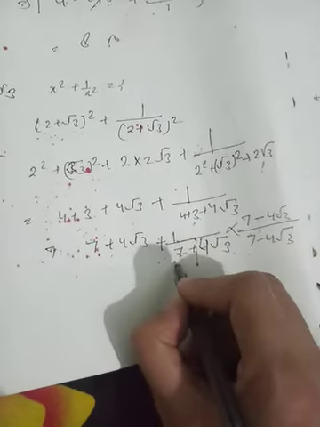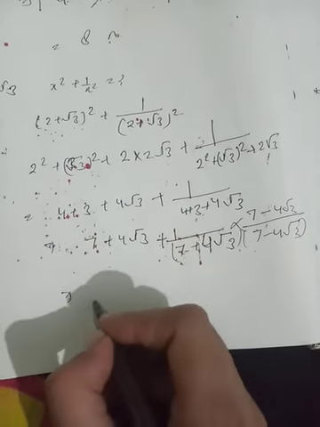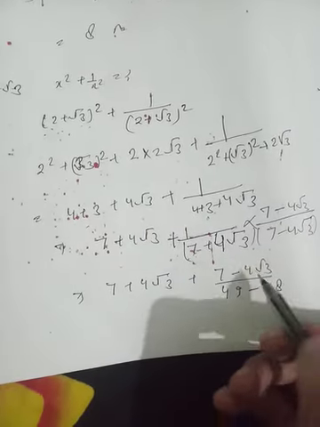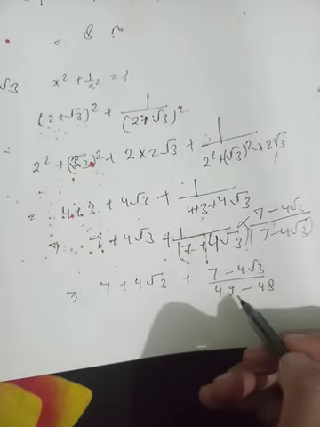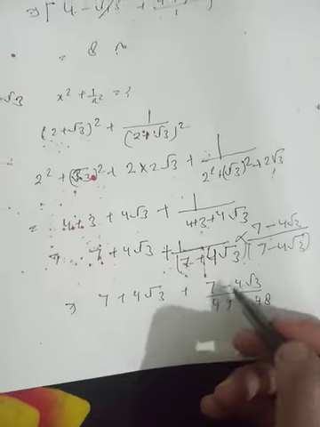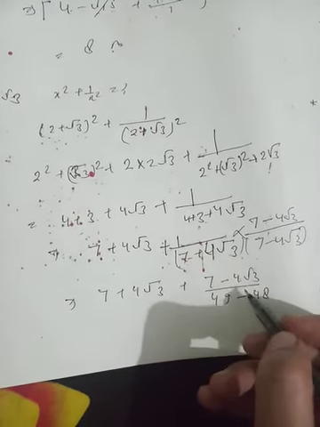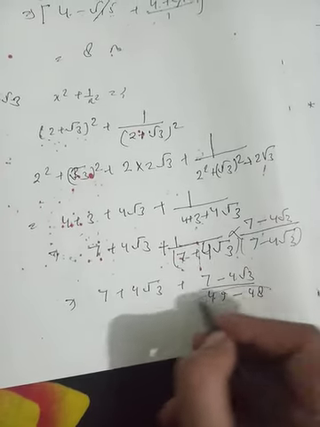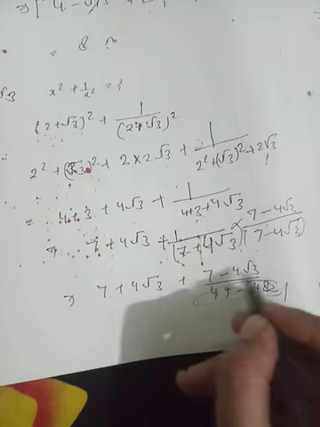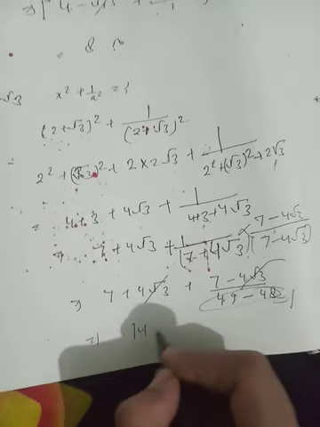Using (a plus b)(a minus b), this becomes a square minus b square. So 7 square is 49 minus 4 square root 3 square, 16 into 3 is 48, so 49 minus 48 gives 1. So we get 7 plus 4 root 3 plus 7 minus 4 root 3; the 4 root 3 terms cancel out, and you get 14 as your answer.